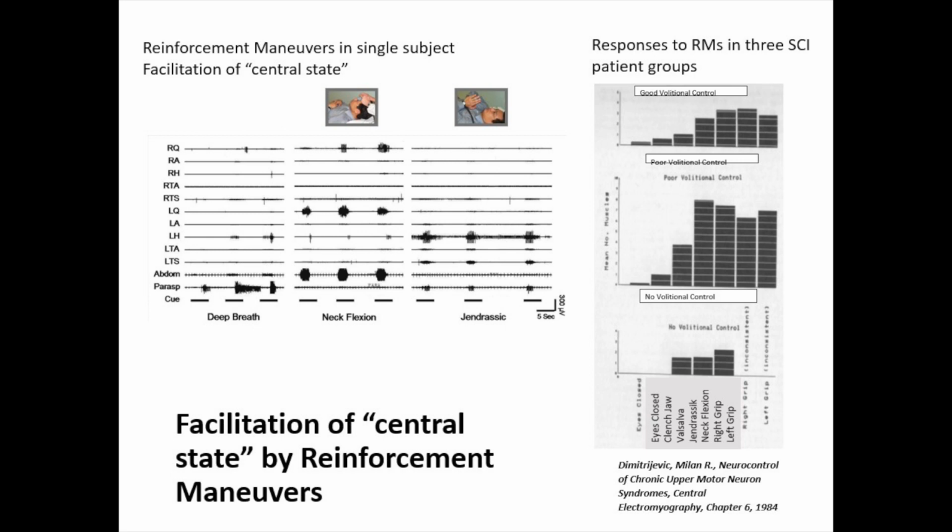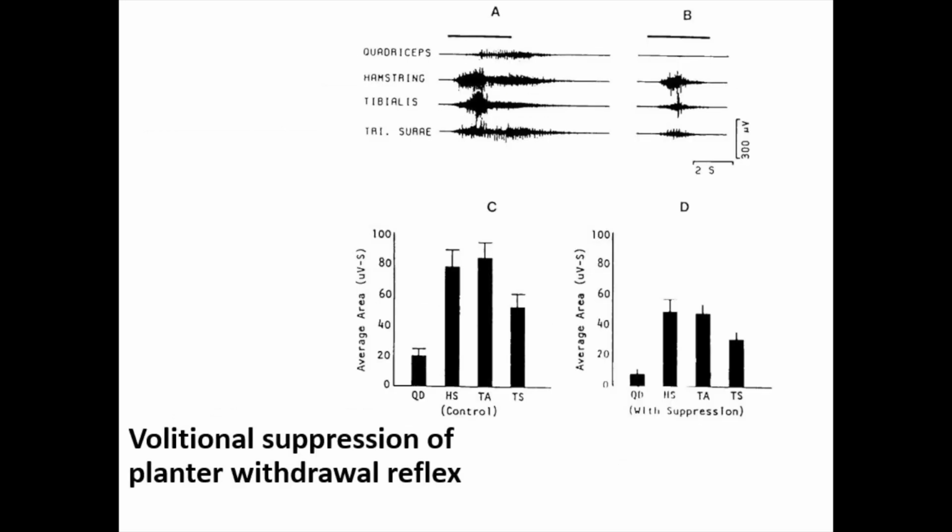The right side shows responses in three groups of spinal cord injury subjects with different degrees of volitional muscle control. It is seen that the reinforcement maneuver can be effective in absence of volitional control of muscles. The opposite result, volitional facilitation, is suppression of spinal reflex withdrawal in subjects with clinically complete but neurophysiologically discomplete lesion, showing their single and average of the whole group.